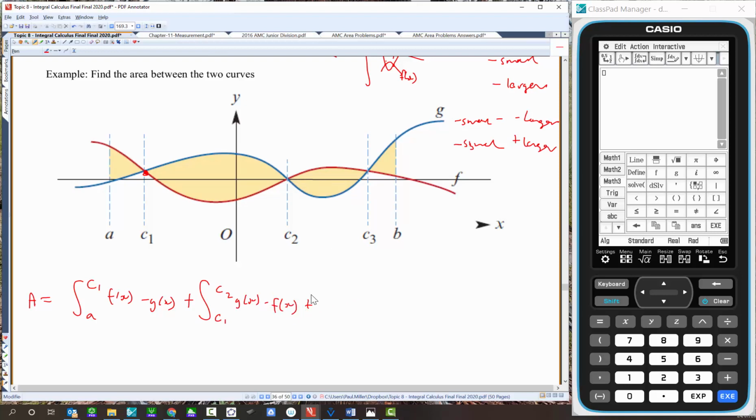Plus, over here, top function is f of x, bottom function is g of x. Now, can you please make sure you put the dx here that I've forgotten to do so far? All right, and then the final one is this one here.